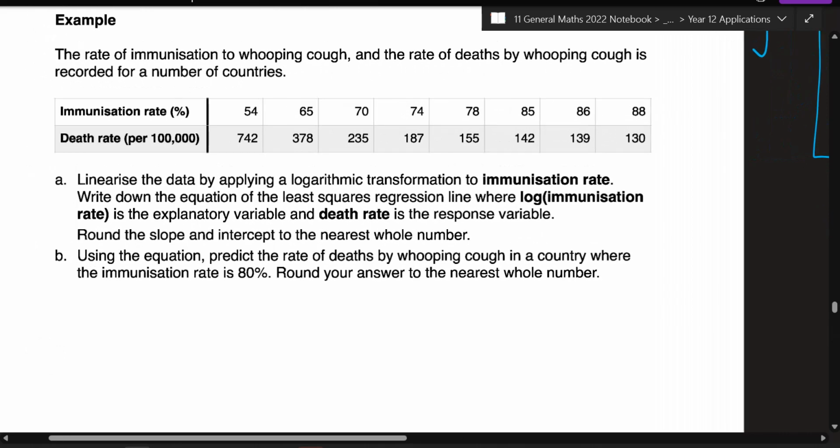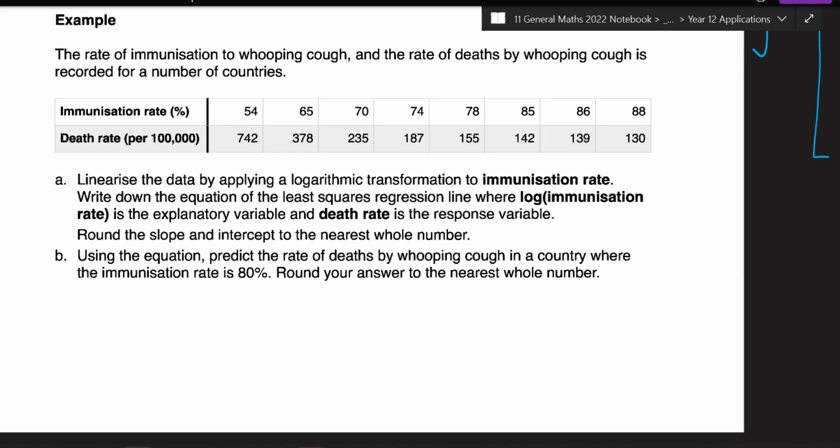In your CAS calculators. And this data is describing the immunization rate versus whooping cough, okay? And the death rate of certain countries, okay? So maybe you can assume that the higher the immunization, the lower the death rate, but we don't know, okay? But put that data in your calculator, please.